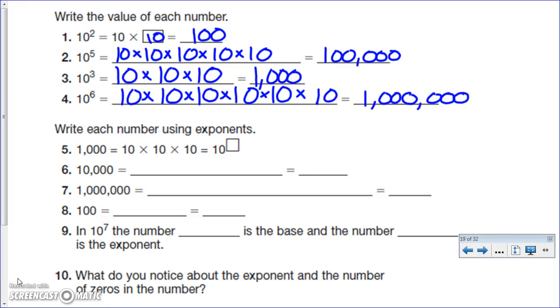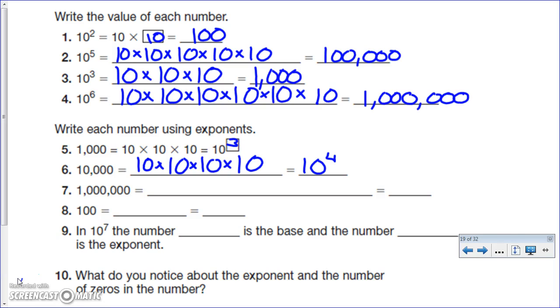Now, for 5 through 8, I want us to write each number using exponents. So we have 1,000. They've written it out 10 times 10 times 10. So it's going to be 10 to the third. And if you notice here, 1,000 has 3 zeros in it. We multiply by 3 tens. Our exponent is 3. So 10,000 has 4 zeros in it. We're going to multiply 10 4 times. And it's going to be 10 to the fourth. This is a nice shortcut. It only works when you're using a base of 10, but it's nice that it works for this.